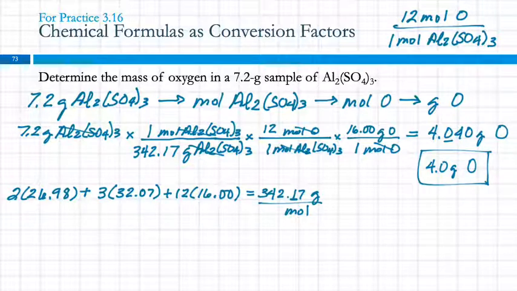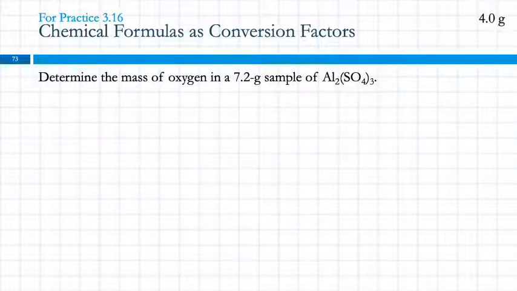Is it reasonable? It needs to be smaller than the mass of the whole thing, right? The whole sample weighs 7.2 grams. What's the mass of oxygen in that? It's got to be smaller. So that's encouraging. Any questions? 4.0. You have the answers show up right up here in the corner.